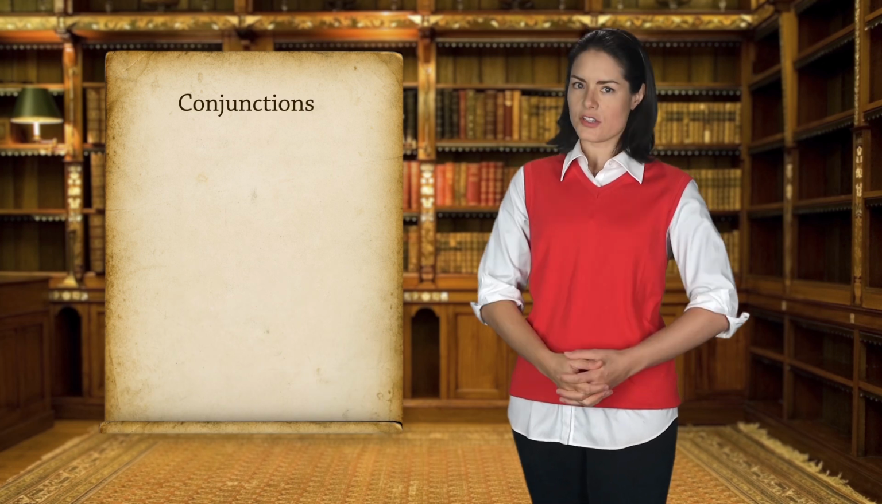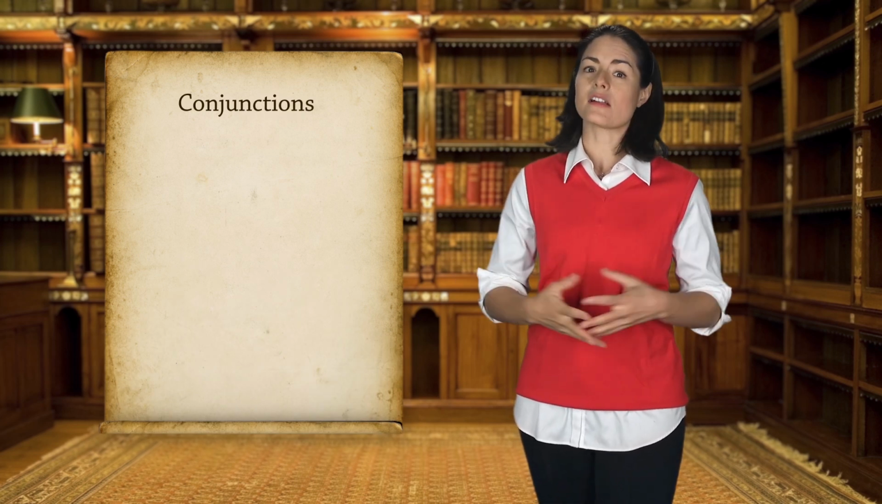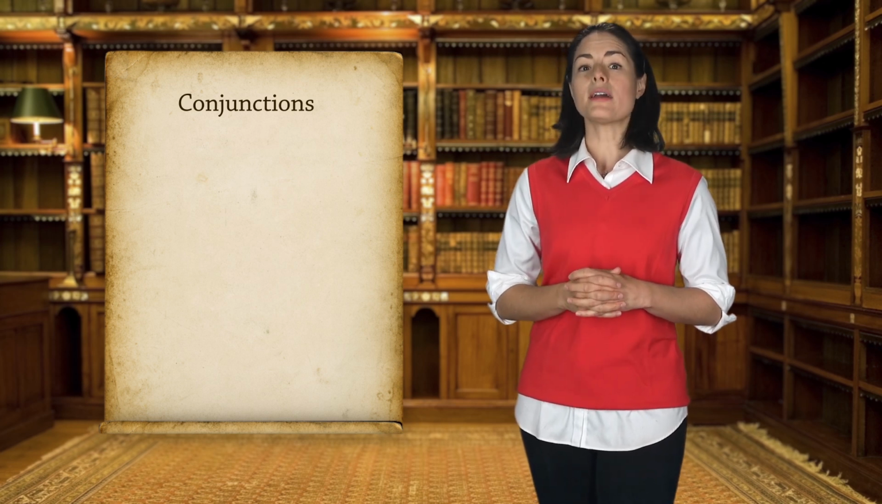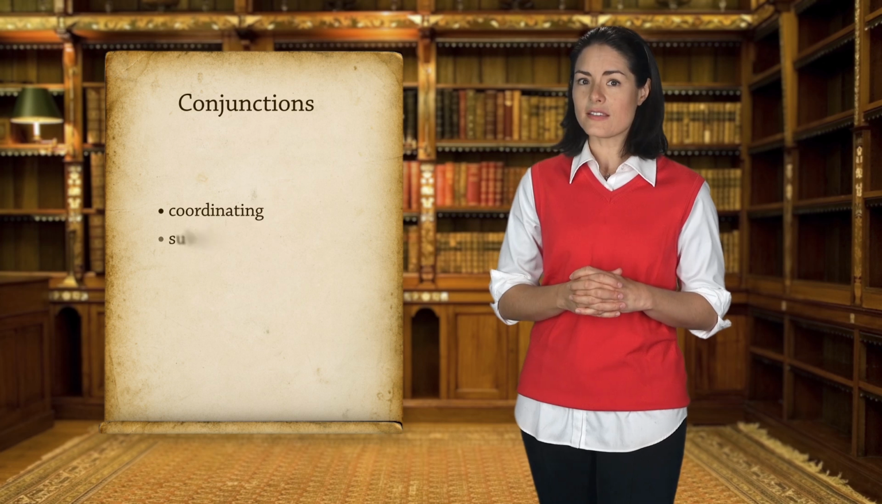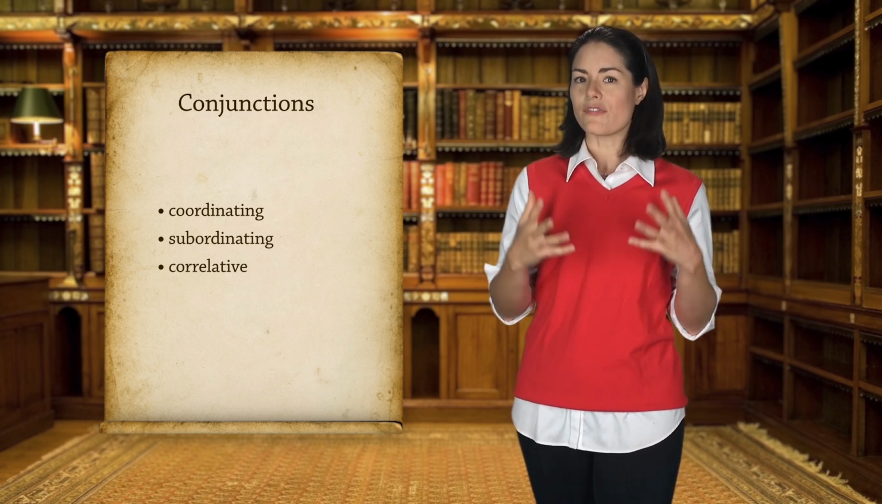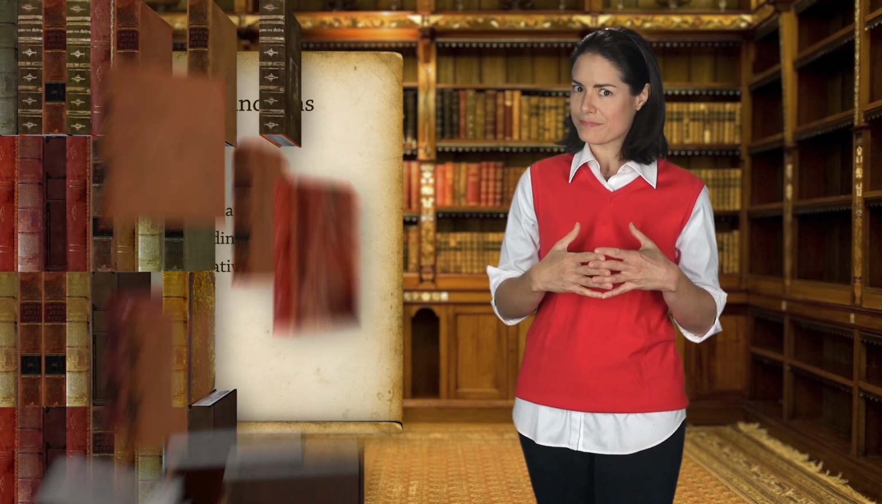Conjunctions are the glue in English sentences. They hold parts of a sentence together. Words, phrases, and clauses are brought together by these invaluable parts of speech. There are three kinds of conjunctions: coordinating, subordinating, and correlative. They all have their own special way of connecting parts of a sentence.